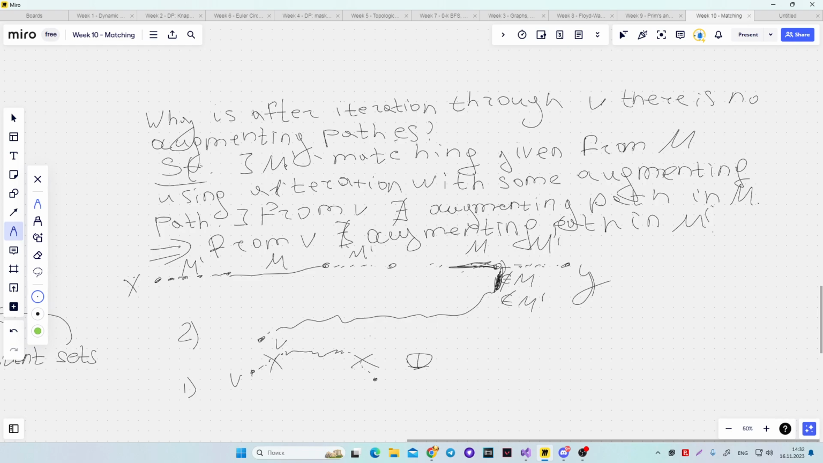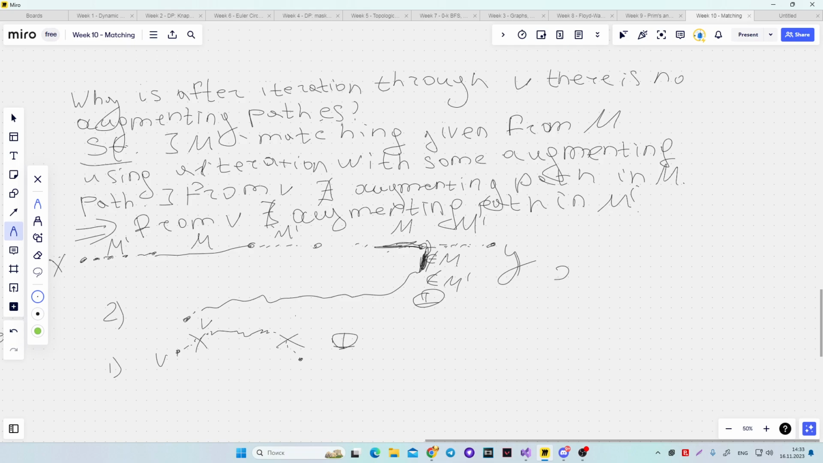From where there's an augmenting path in M prime. This case is not possible too, because we can consider that the edge doesn't belong to M and doesn't belong to M prime. We get a contradiction. I found a mistake.